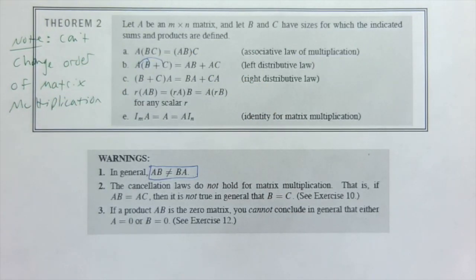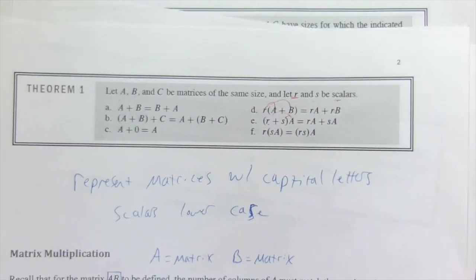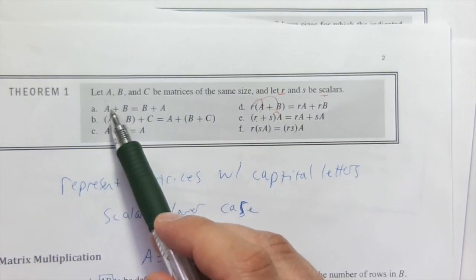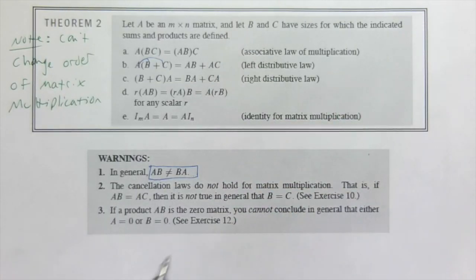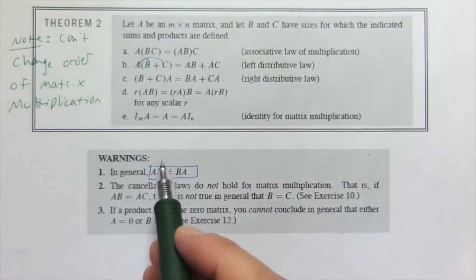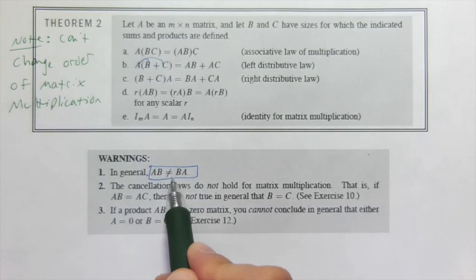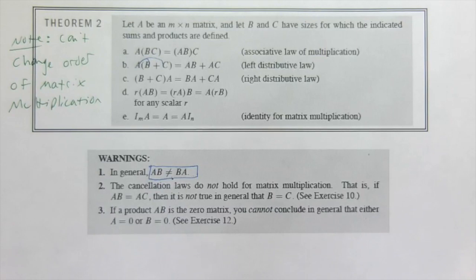And that's particularly interesting because you can usually change the order on those things. Like here's the addition thing. This is telling us A plus B is the same thing as B plus A. You don't have that here. You don't have A times B being the same thing as B times A. In fact, it's usually not the same thing. And moreover, really matrix division isn't a thing.